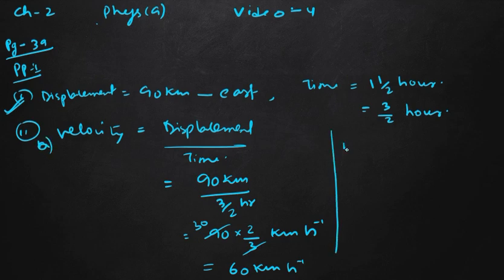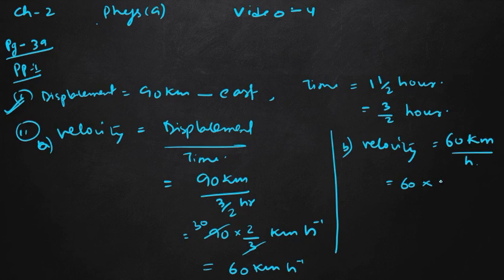If we calculate in meter per second, velocity is equal to 60 kilometer per hour. We need to convert kilometers into meters. We know that 1 kilometer equals 1000 meters, so we multiply by 1000 meters. And we need to convert hour into seconds. Or we have one formula that you can learn by heart: 1 kilometer per hour is equal to 5 by 18 meter per second. So we can directly calculate this.